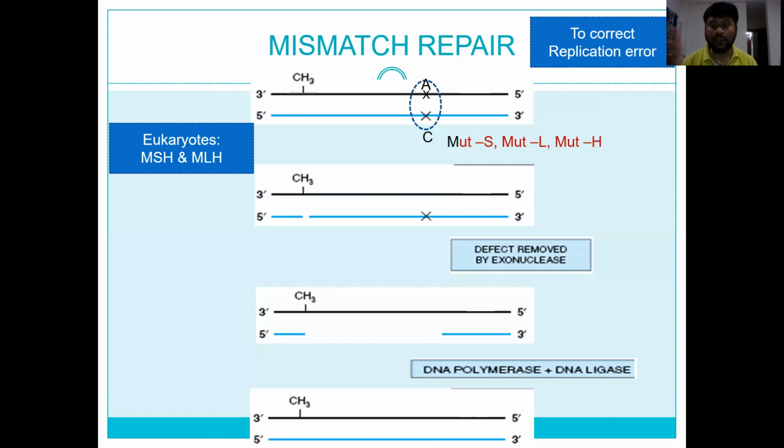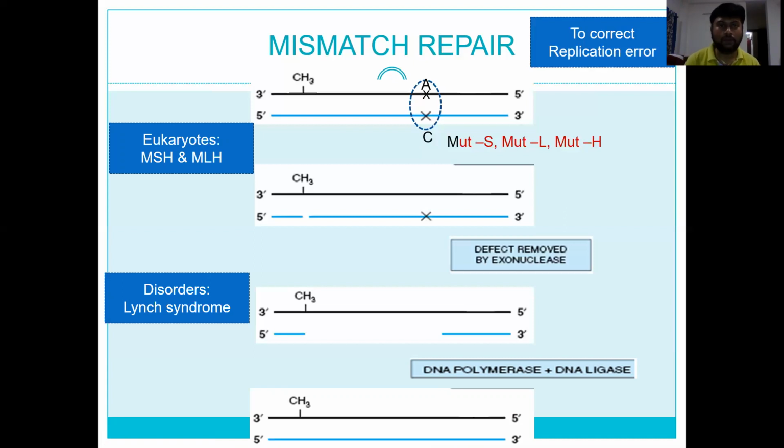Those errors will lead to mutation and a condition called Lynch syndrome, or hereditary non-polyposis colon cancer. So the defective mismatch repair mechanism can lead to Lynch syndrome or hereditary non-polyposis colon cancer. Got it? So that's it about the mismatch repair mechanism.